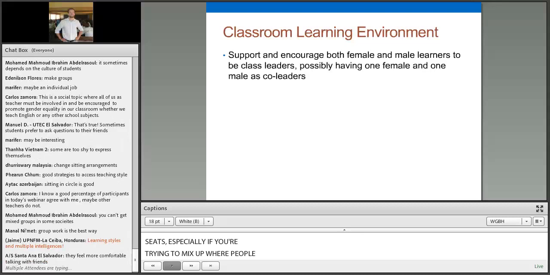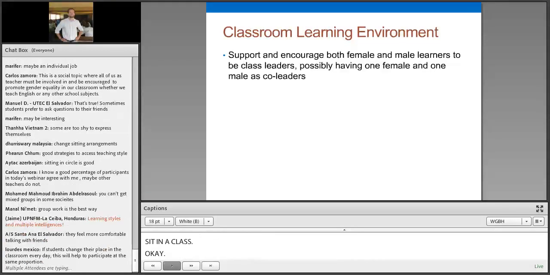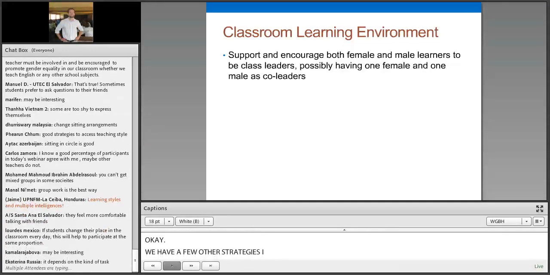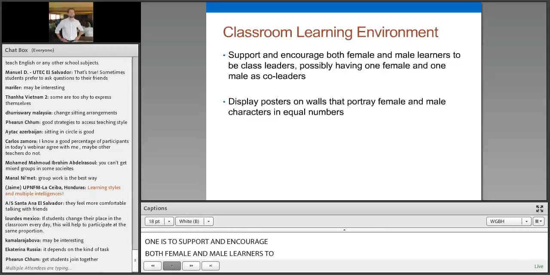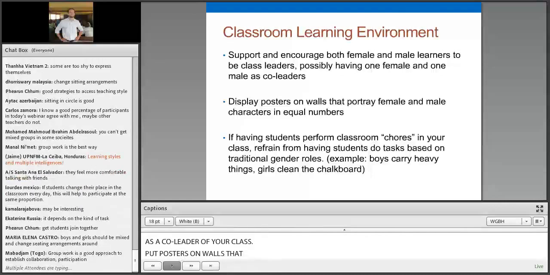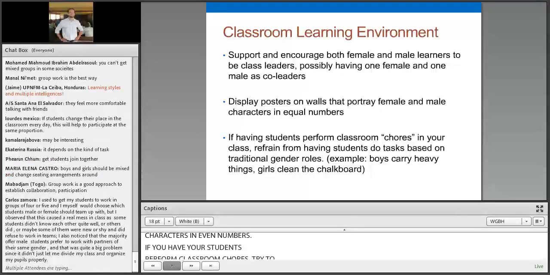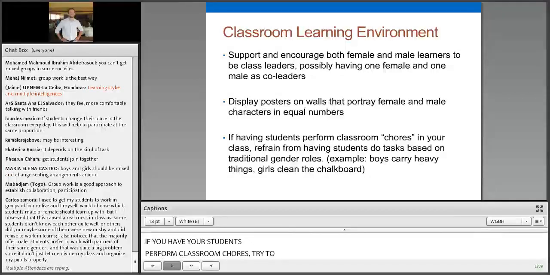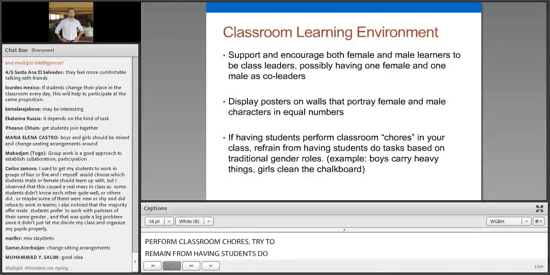Okay, we have a few other strategies I wanted to share. One is to support and encourage both female and male learners to be class leaders, possibly having one female and one male as a co-leader of your class. Display posters on walls that portray female and male characters in equal numbers. And also, if you happen to have your students perform classroom chores, try to refrain from having students do tasks based on traditional gender roles. One example is avoid having only boys carry heavy things or only girls clean the chalkboard.